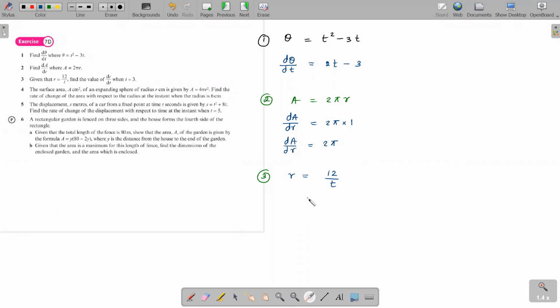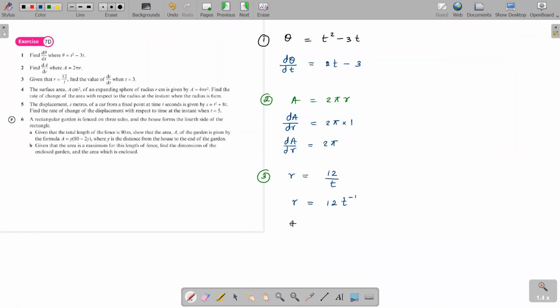Okay, in the P2 level of differentiation, r is like your y and t is like the x here. So first let's rearrange: r equals 12 times t to the power minus 1. Is that okay? 12 times t to the power minus 1.